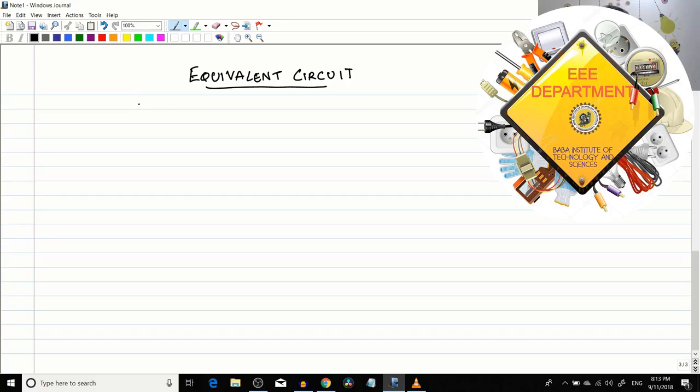So today let us see what the equivalent circuit of the synchronous motor is. As such, the synchronous motor and the synchronous generator are exactly the same. The only thing is that the power flow is reversed as compared to a synchronous generator.